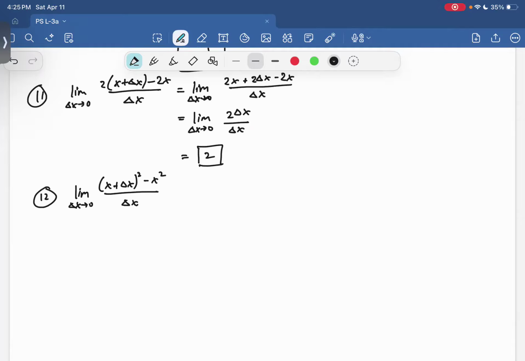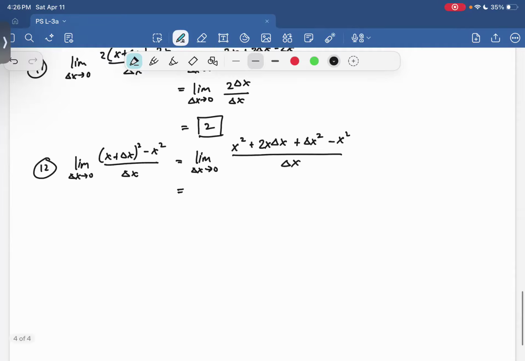So here, when we plug in delta x equals 0, we're going to get 0 over 0. Same pattern. So let's simplify. We are going to have to expand the numerator. So when we square it, we're going to remember our formula. A plus b squared is a squared plus 2ab plus b squared. So this is x squared plus 2x times delta x plus delta x squared minus x squared over delta x.